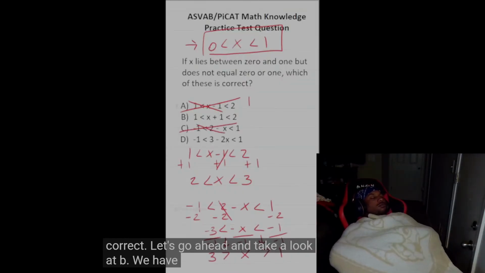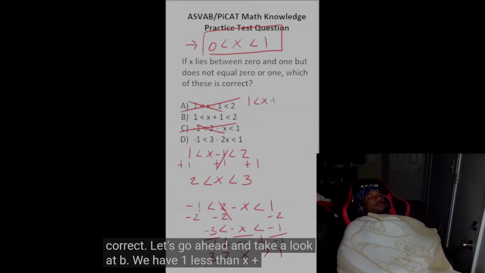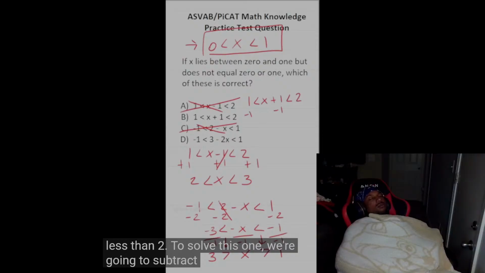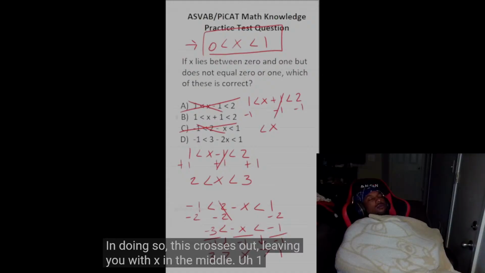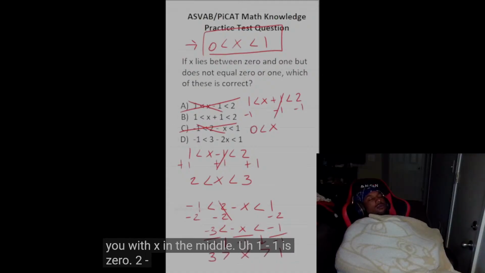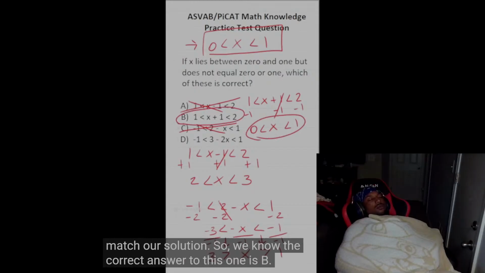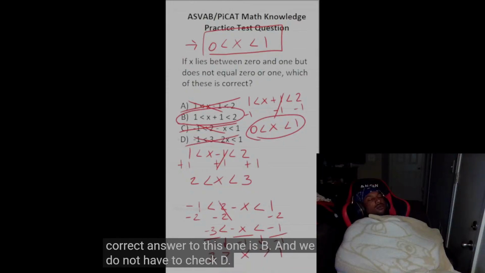We have 1 less than x plus 1, which is less than 2. To solve this one, we're going to subtract 1 from both sides. In doing so, this crosses out, leaving you with x in the middle. 1 minus 1 is 0. 2 minus 1 is 1. This does, in fact, match our solution, so we know the correct answer to this one is B, and we do not have to check D, of course.